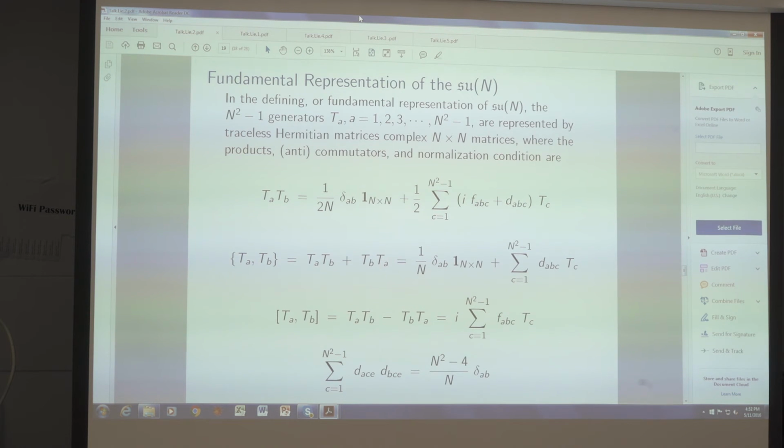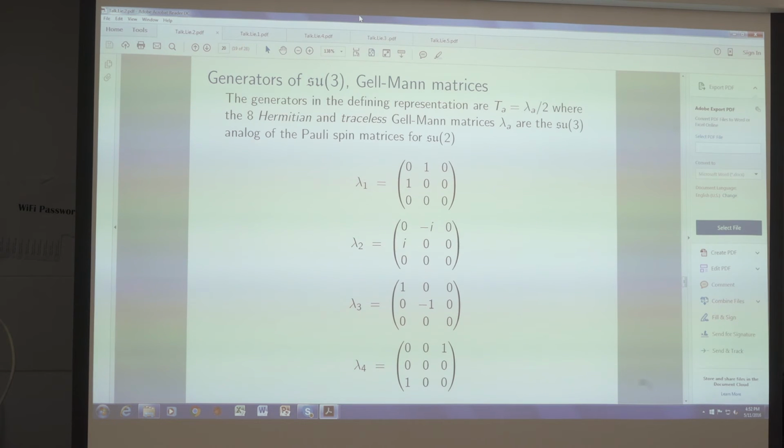And then, of course, you impose a normalization in such a way that when you play with the D coefficients, you have this formula. But don't worry about the D, or about the anti-commutator at the moment. Just focus on the commutation relations. Now, let me give you another example. What are the generators of the SU(3) Lie algebra?